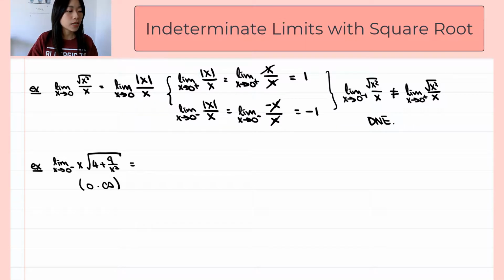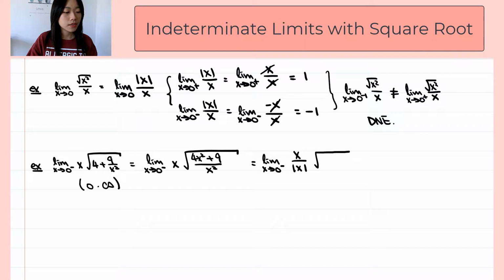Let's put the two terms in the square root in a common denominator. Limit as x approaches 0 from the left of x times square root of (4x squared plus 9) over x squared. Let's pull the square root of x squared in the denominator outside the square root. So this equals the limit as x approaches 0 from the left of x over absolute value of x times the remaining terms, square root of 4x squared plus 9.